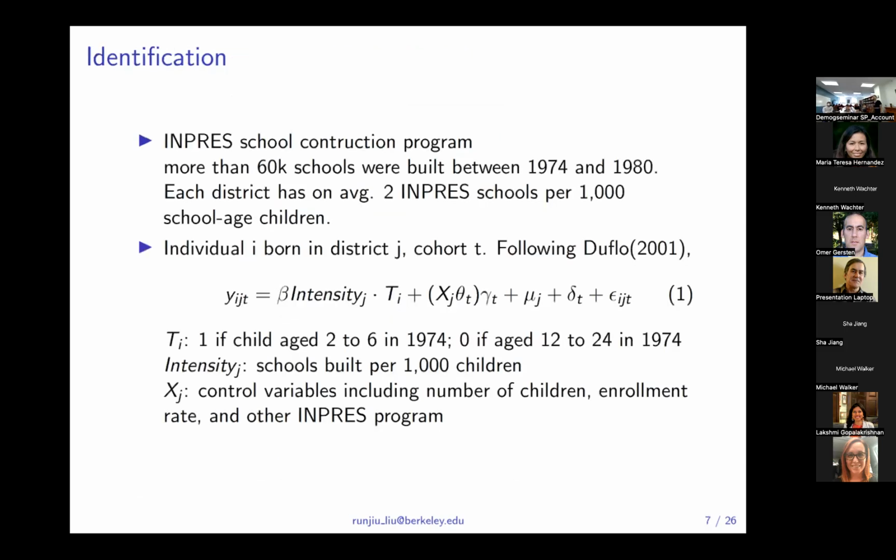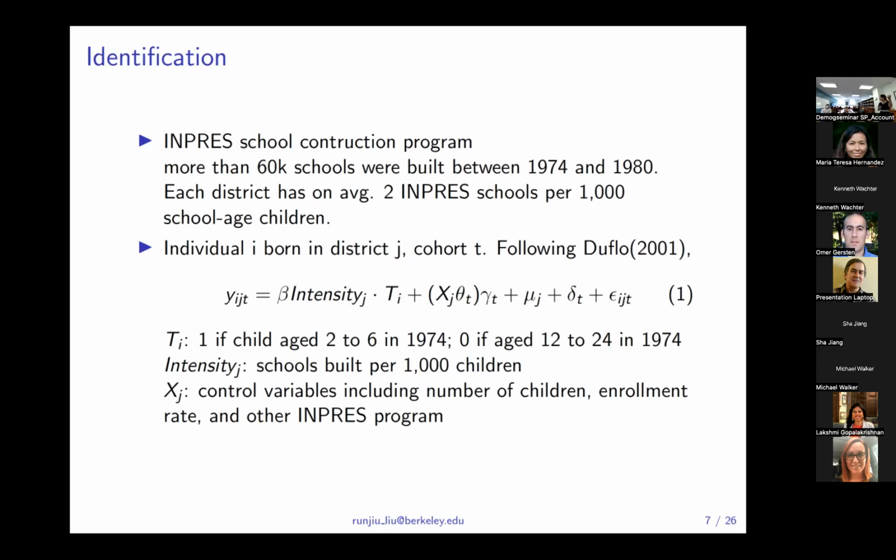The identification strategy I'm using here is the infant school construction program. It is a massive school construction program that built more than 60K schools between 1974 and 1980. Each district has on average 2 schools built per 1,000 school-age children.